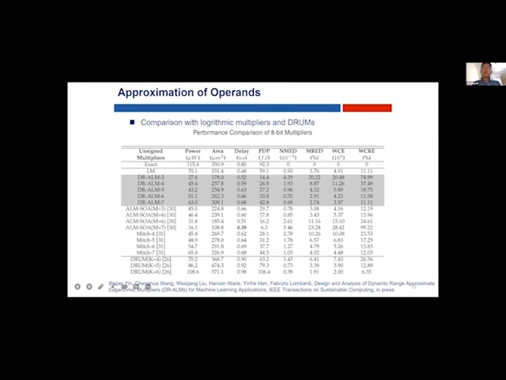So we do some comparison between this DRUM multiplier and the logarithm multipliers. As we can see, under similar error, or similar accuracy, the logarithm multipliers actually have a better power delay product. So generally, this kind of multiplier has lower accuracy, but also very low power.